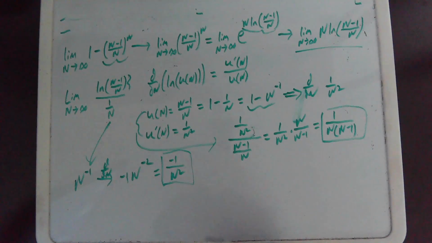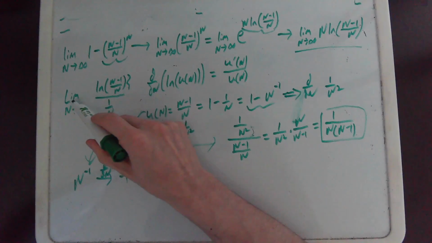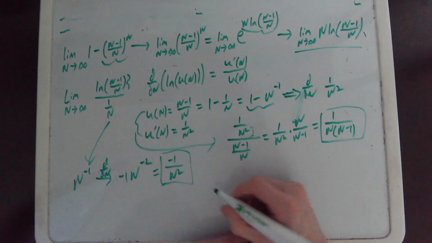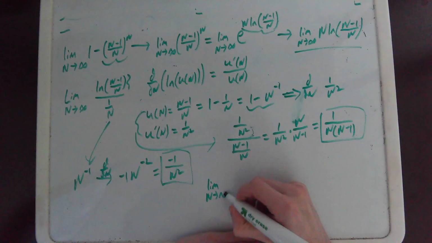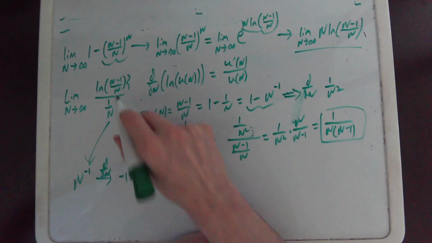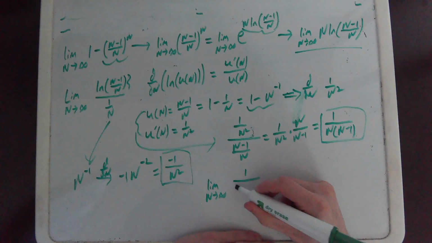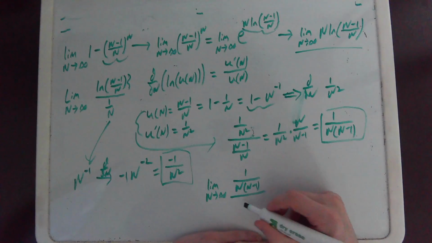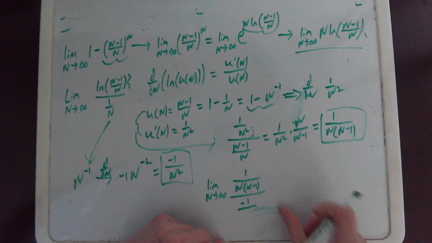Okay, so now that we have the derivative of the numerator and the denominator, we can evaluate the limit of those derivatives. Let's see if we can do that and then see if that actually converges. So we have the limit as n approaches infinity of the derivative of our numerator, which is 1 over n times (n minus 1), over negative 1 over n squared.